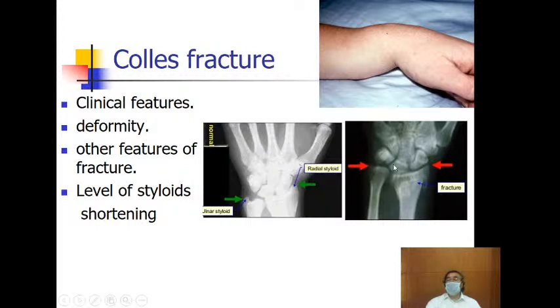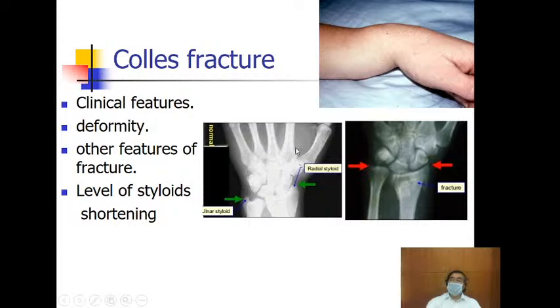They are more or less at the same level, and sometimes the styloid process of the radius may be much more proximal to the styloid process of the ulna. This all depends on the severity of the violence. If the energy is more, then maybe there will be more impaction or more displacement, more proximal migration, and it may lead to even the radial styloid going much more proximal to the ulnar styloid. So in a clinical setting, you need to see all these things.